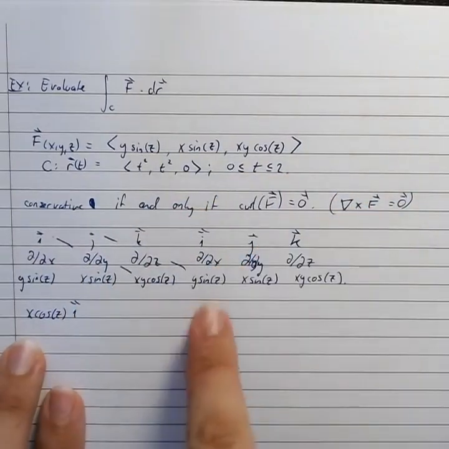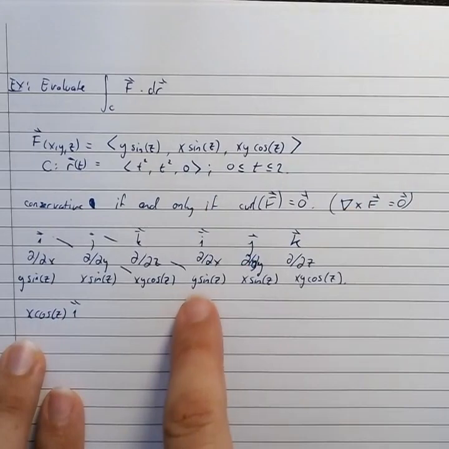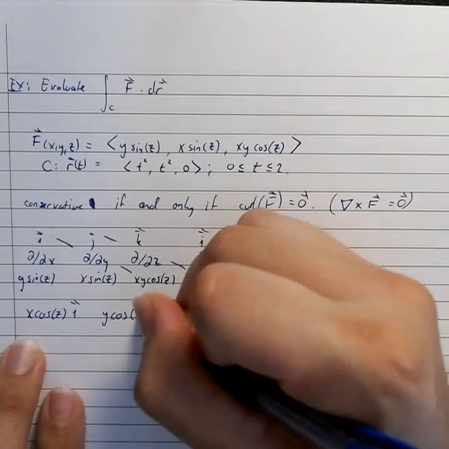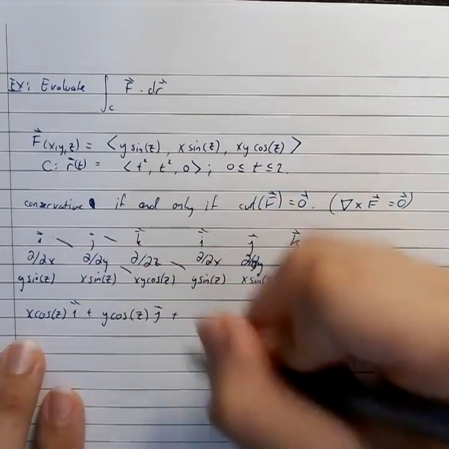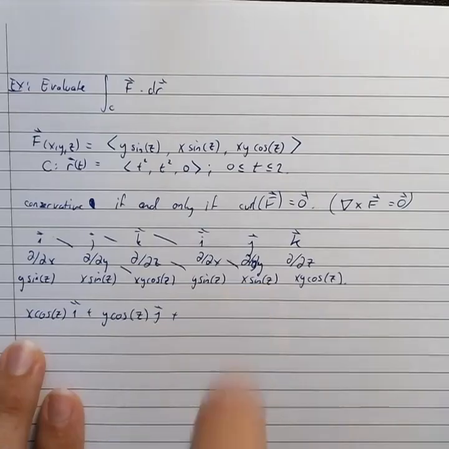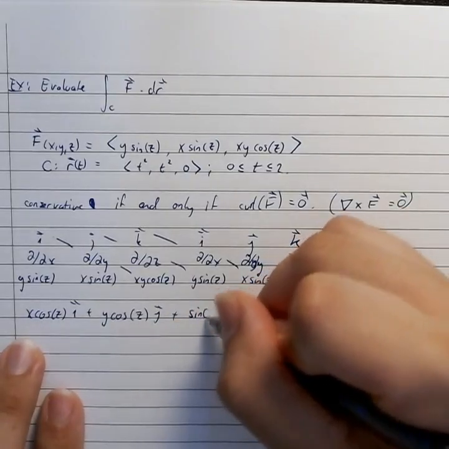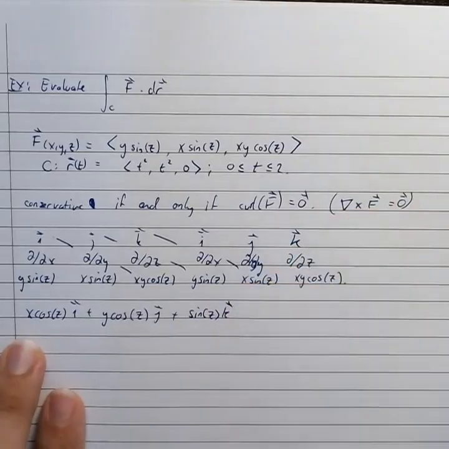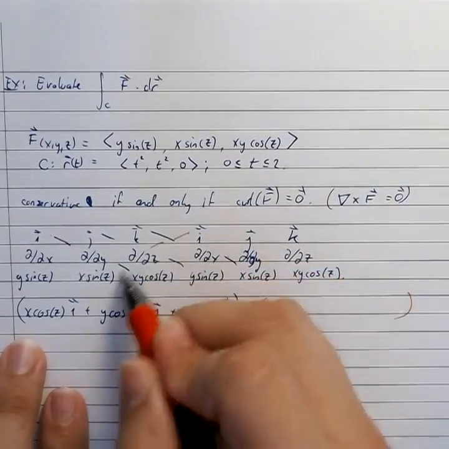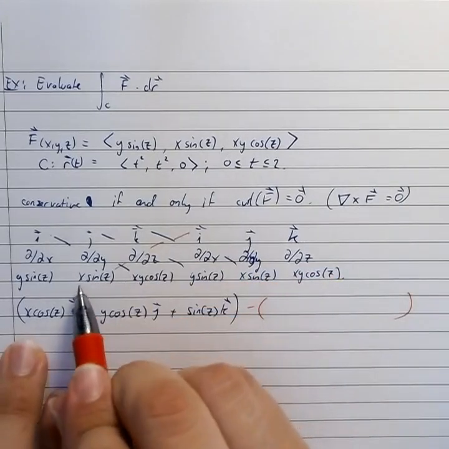This one will be the derivative of this with respect to z. So the derivative of y sine of z is y cosine of z. That's our second component. Our third component is the derivative of this with respect to x, which is just sine of z, since sine of z is a constant times x. So sine of z, k. And then from that, we're going to subtract our other vector. Let's go backwards here. The derivative of this with respect to z, well, x sine of z, so the derivative is x cosine of z.